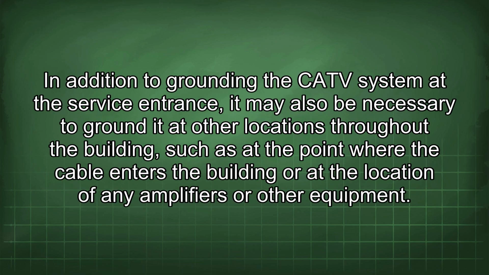In addition to grounding the CATV system at the service entrance, it may also be necessary to ground it at other locations throughout the building, such as at the point where the cable enters the building or at the location of any amplifiers or other equipment.